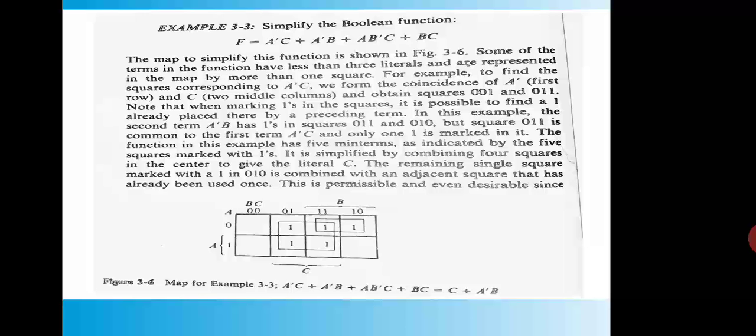Why are you representing C in that fashion? Because, I completely agree that A dash is nothing but when A equals 0. But if you want to consider C as a whole, then you have to consider all 4 boxes or all 4 squares. The remaining single square marked with the 1 in 0 1 0 is combined with the adjacent square that has already been used once.